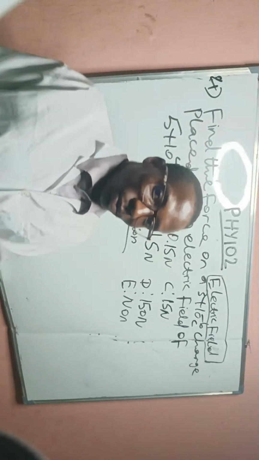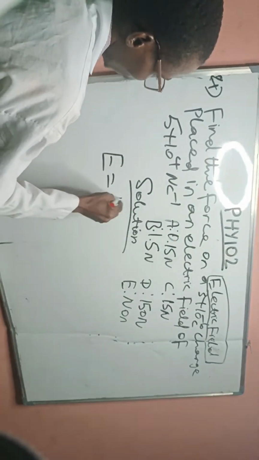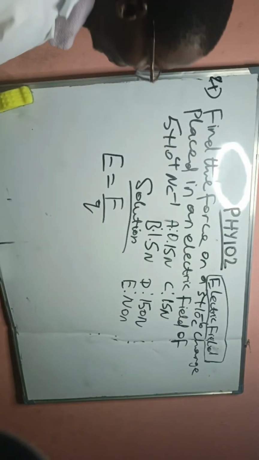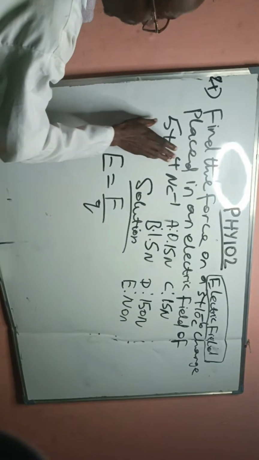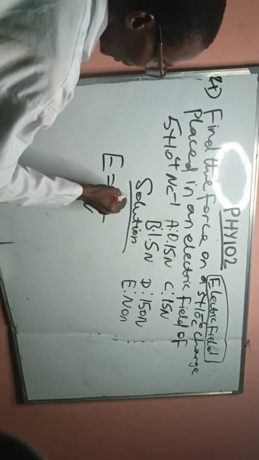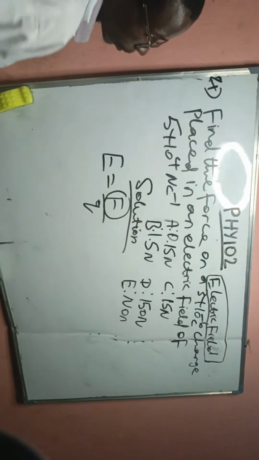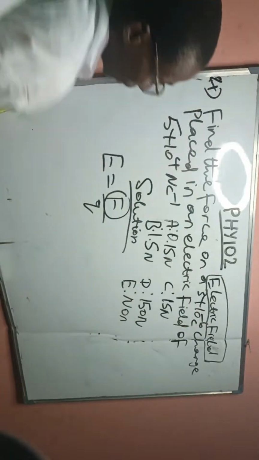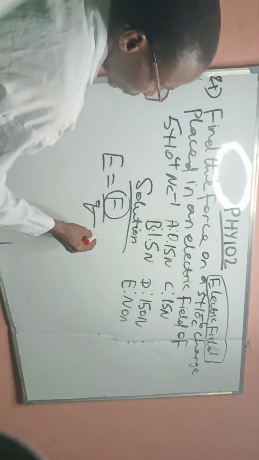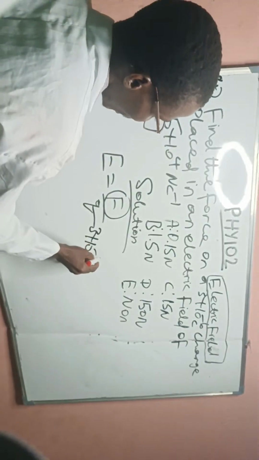Based on the question on the board, we have to apply the formula that says electric field equals force all over charge. Therefore, from the question on the board, it says find the force on, which means force is the one we are looking for, on a 3 times 10 raised to the power minus 6 charge. When you hear the charge, look at the charge here, which is 3 times 10 raised to the power minus 6 coulombs.